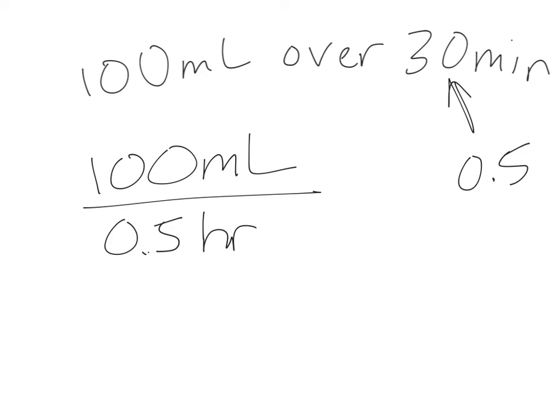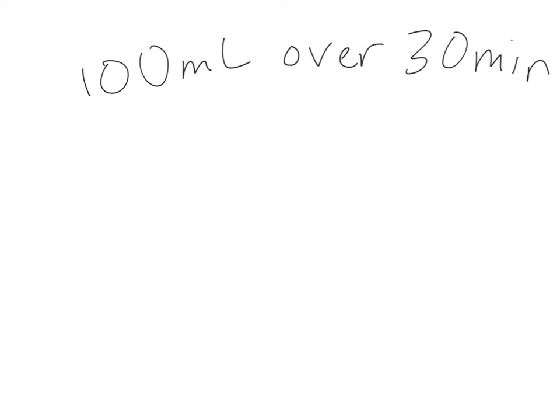So I'm going to take 100 and divide it by 0.5, and you'll see that the answer they give you is 200. They get 200 milliliters per hour as the flow rate. So that's what you would use there as far as flow rate goes. You just need milliliters, and then you just divide that by your hours. Okay. So that's your flow rate.